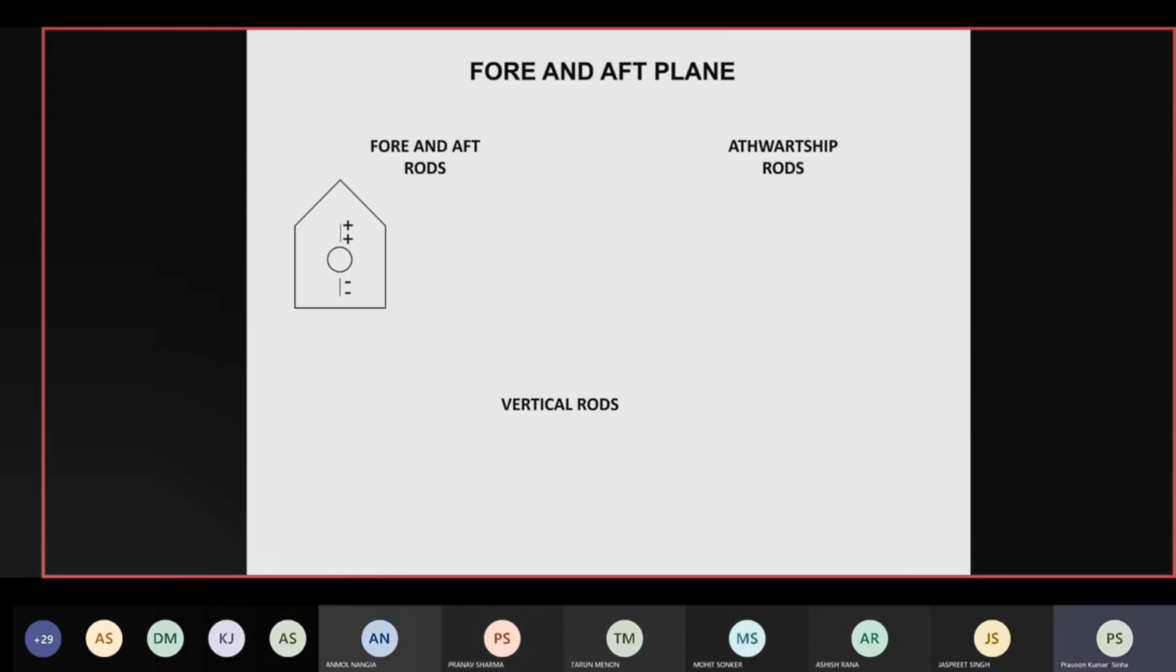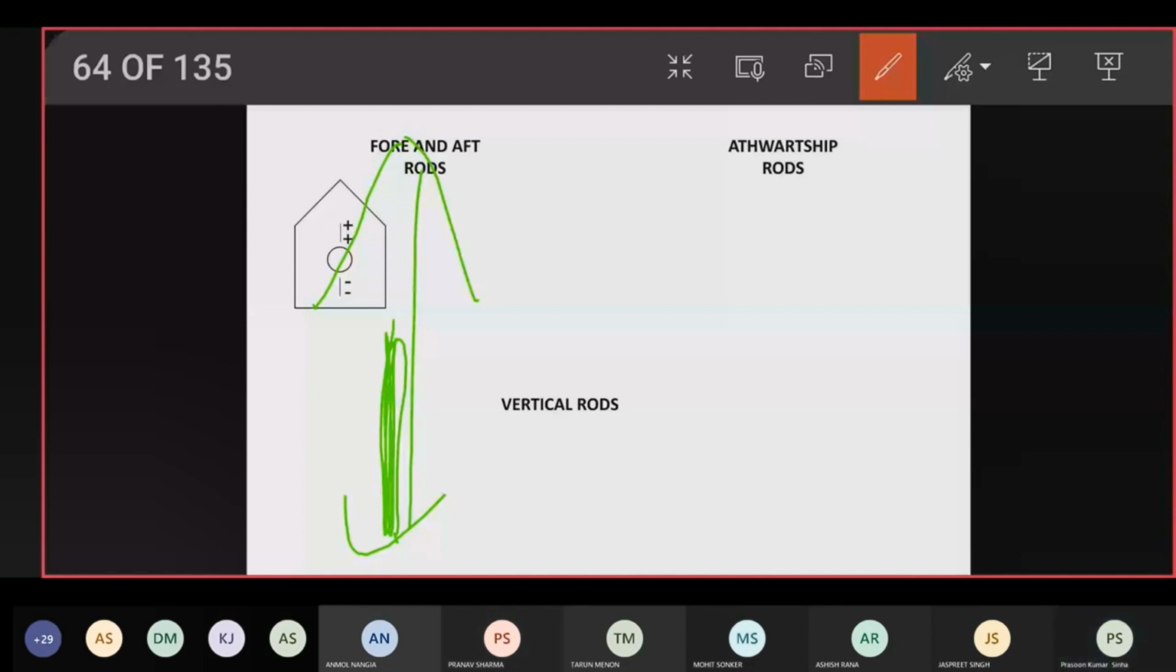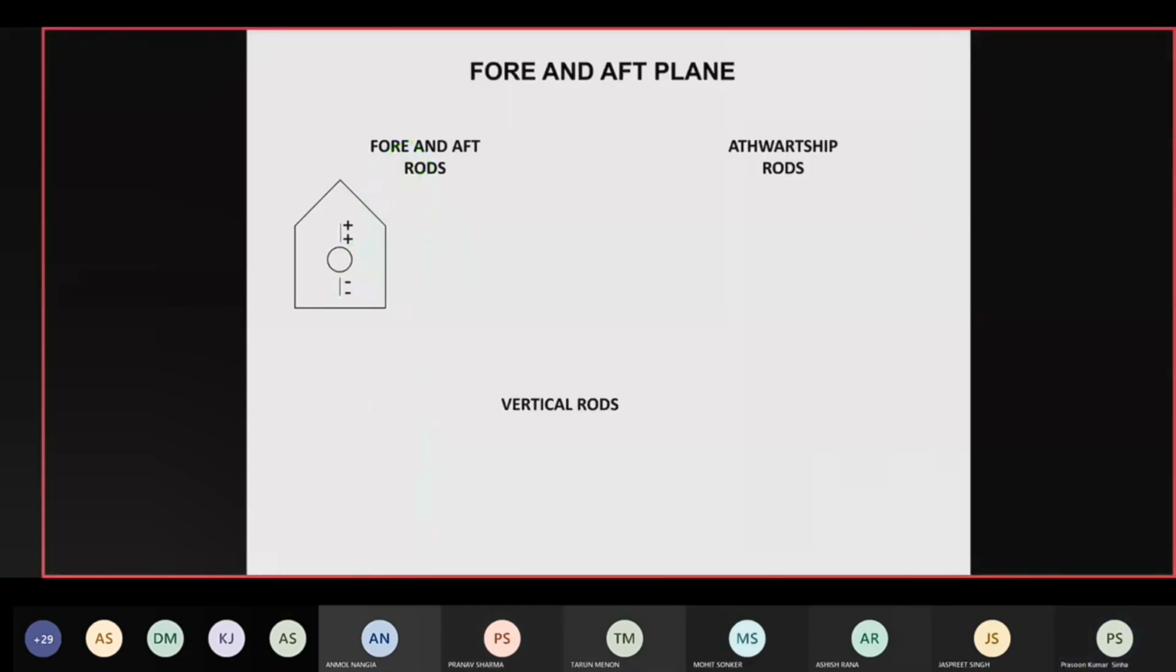Rod A is a horizontal imaginary rod which is aligned forward aft and in the forward aft plane. So what we are saying actually is that the rod is aligned forward aft and it is also aligned on the forward aft line of the ship. Then this is rod A. And so we call this positive A.